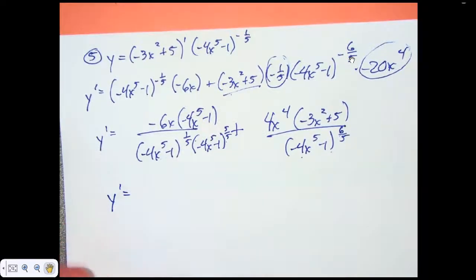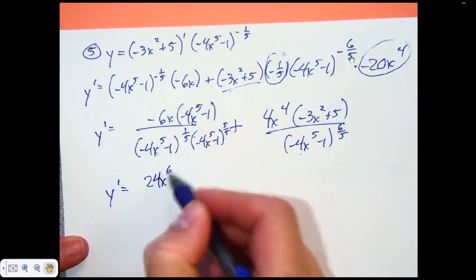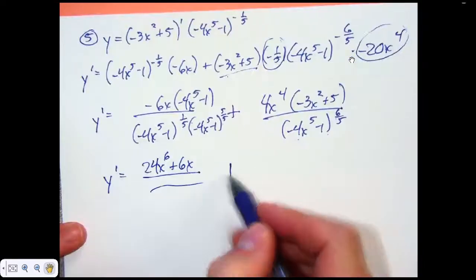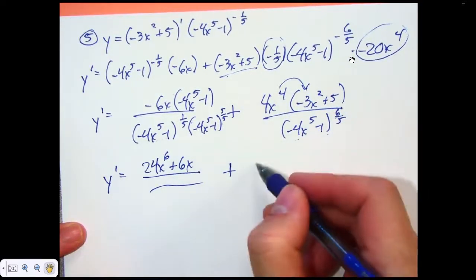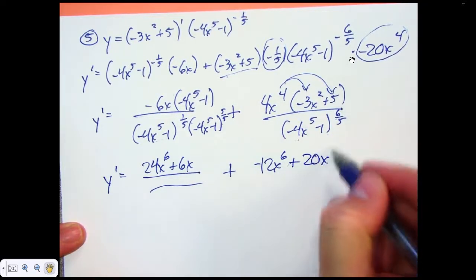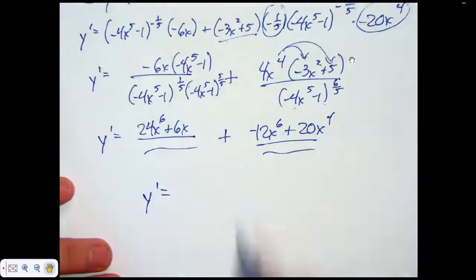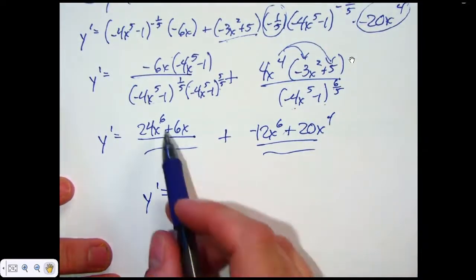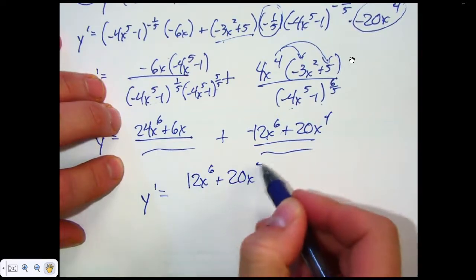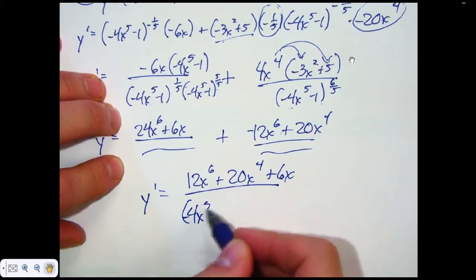Now I'm going to distribute and eventually just add those 2 together. So if I distribute here, I'm going to get 24x to the 6th plus 6x all over that stuff on the bottom. And then here I'm going to get negative 12x to the 6th plus 20x to the 4th all over that stuff on the bottom. And eventually, now my denominators are the same, so I can combine things here. And I'll have 12x to the 6th, I'll have 20x to the 4th, and I'll have 6x, and then rewrite the bottom.